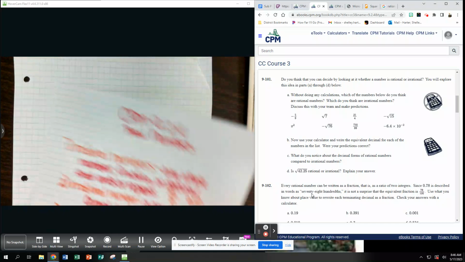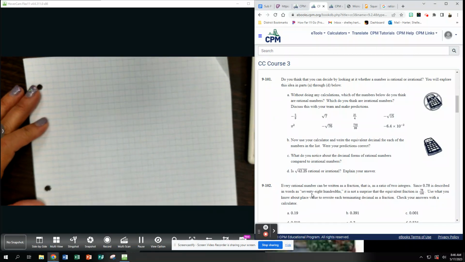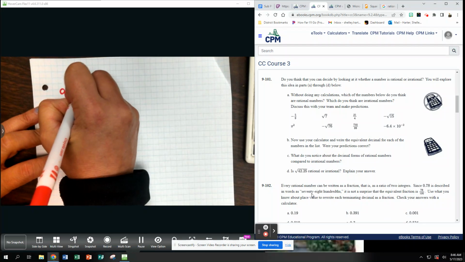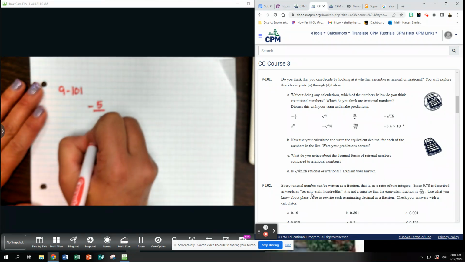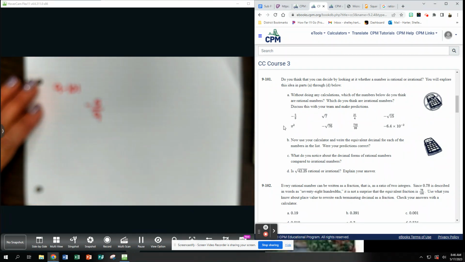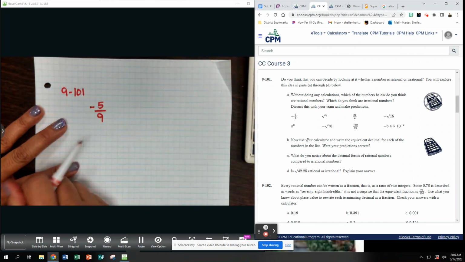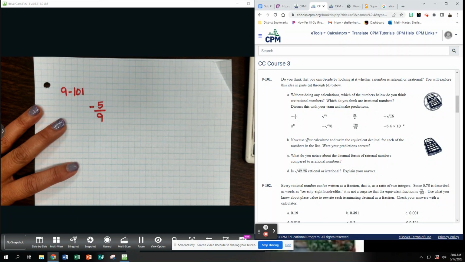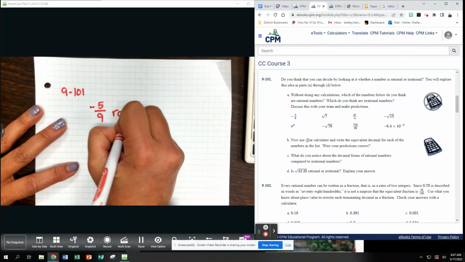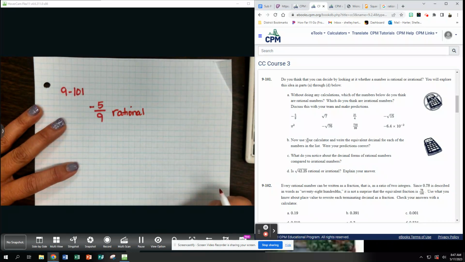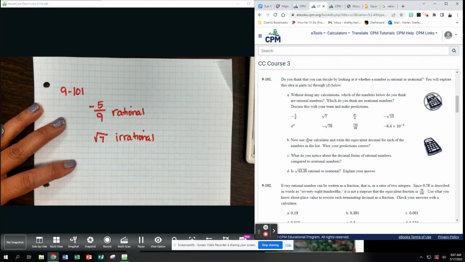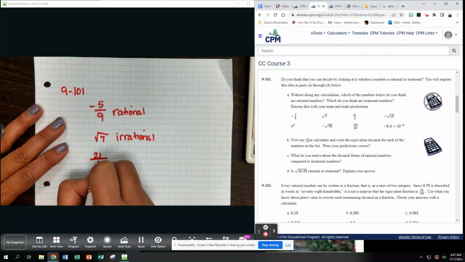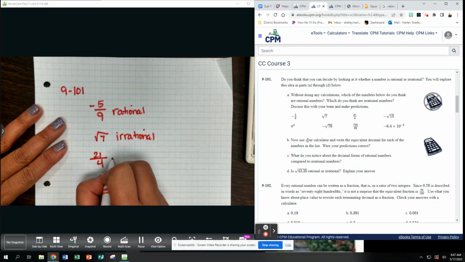Let's take a look at 101 without calculators. Now, let's turn the page. 9-101. We've got -5/9. Is it a fraction? Yes. Is it a negative fraction? Yes. So this is rational. Great. What about this one, the radical 7? We know that this is irrational. We just did this one. What about 21/4? Rational, because it's a fraction.